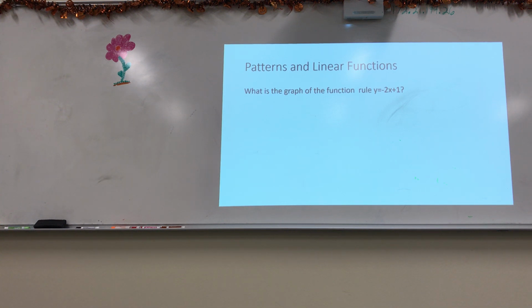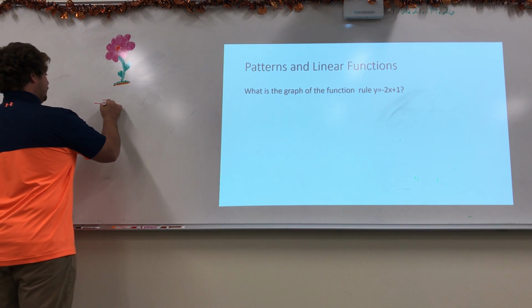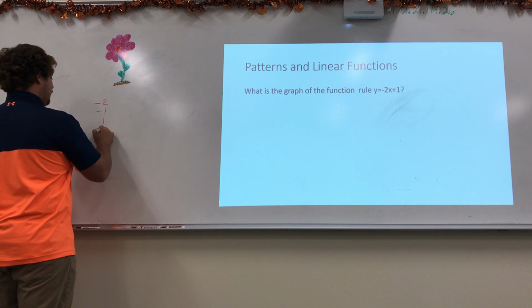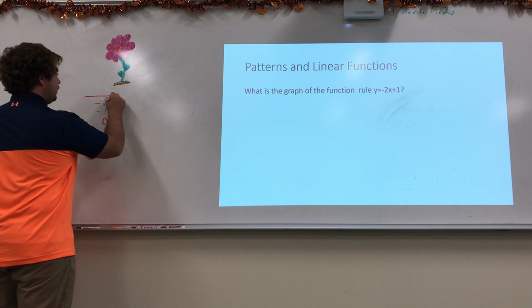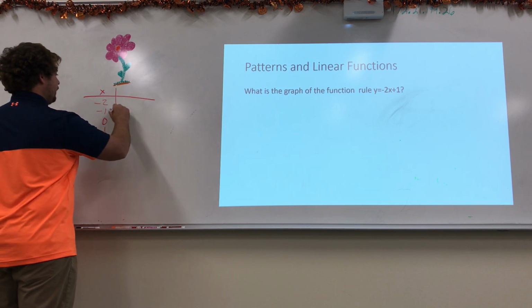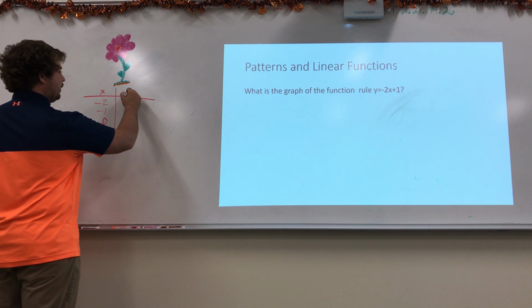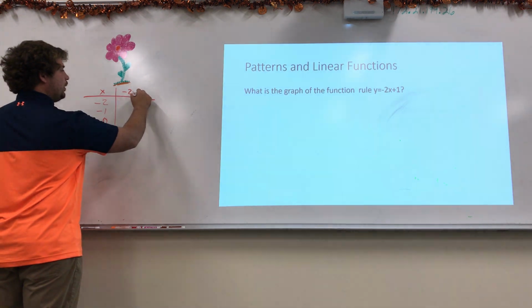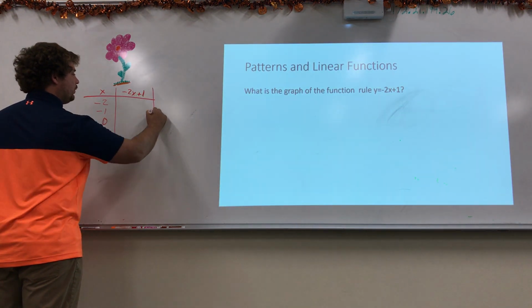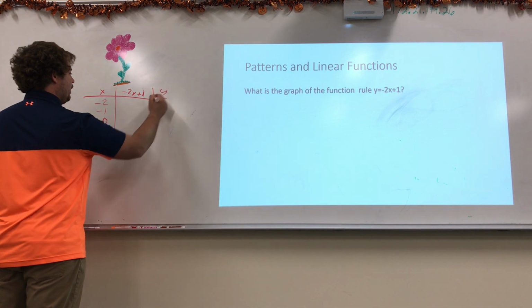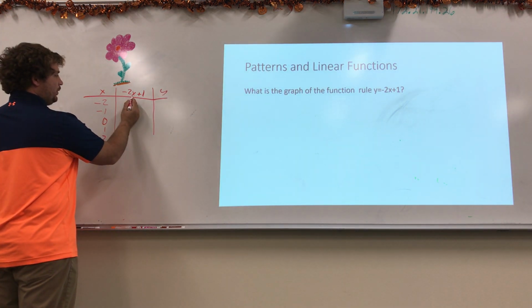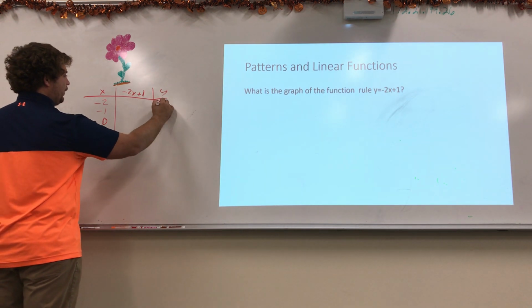Okay, there's a couple different ways you can do this. I'm going to go -2, -1, 0, 1, 2 for my x's. I'm going to plug those into this formula, -2x plus 1, to find out what my y values are. I put in -2 here. -2 times -2 is 4, plus 1 is 5.